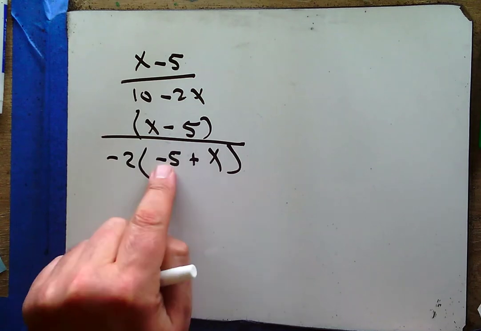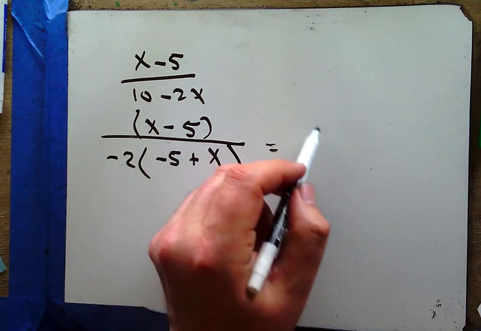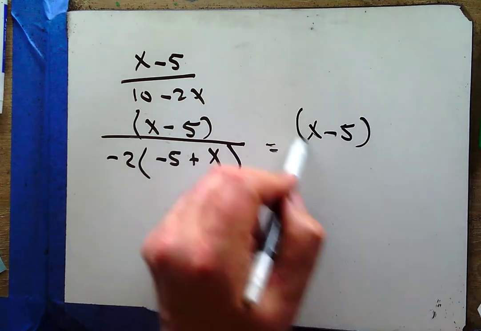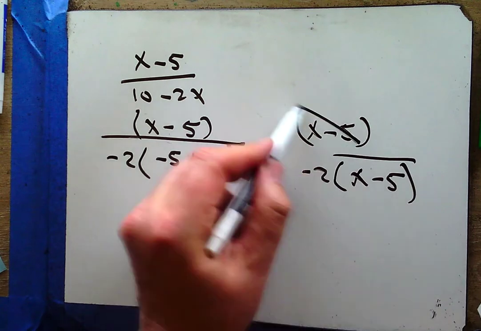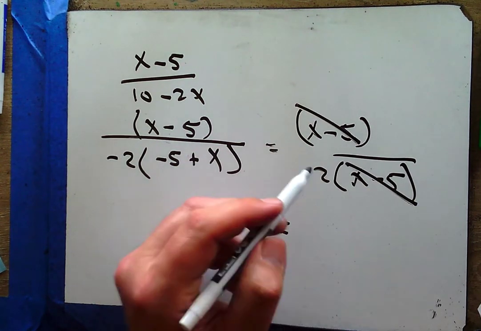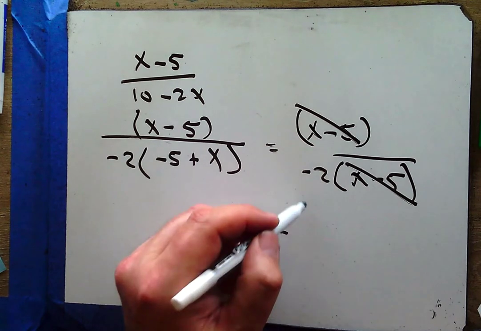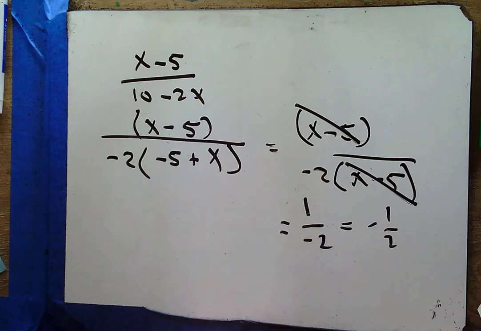You'll notice that's minus 5 and plus x and plus x. These are the same. X minus 5 and negative 2, x minus 5. In this situation, I can cancel those. My answer is not 2, negative 2. This is in the denominator. It's 1 over negative 2, or negative 1/2.